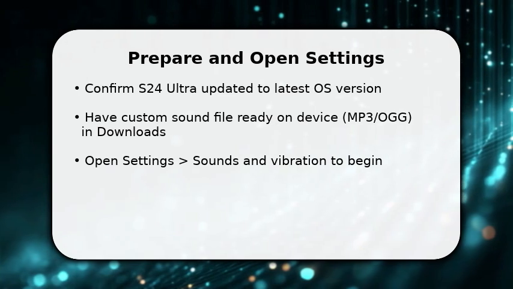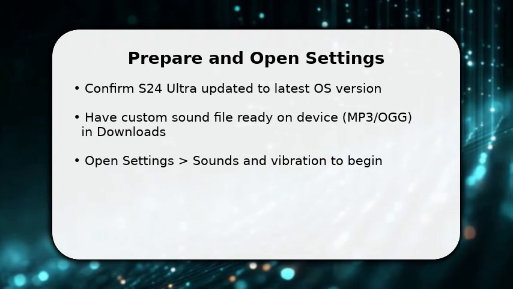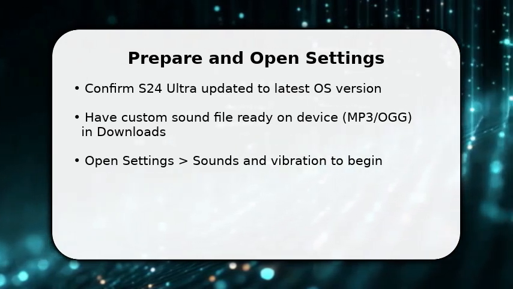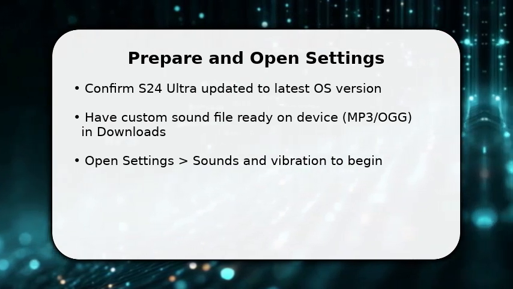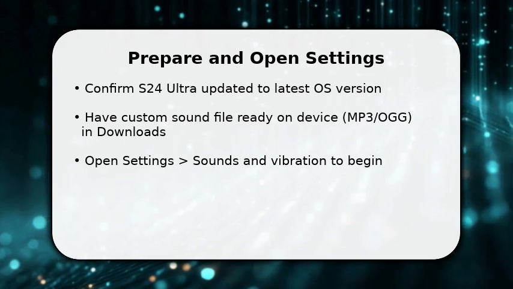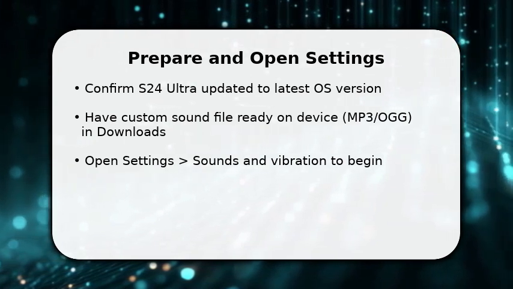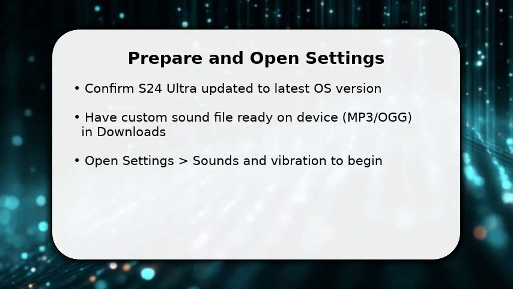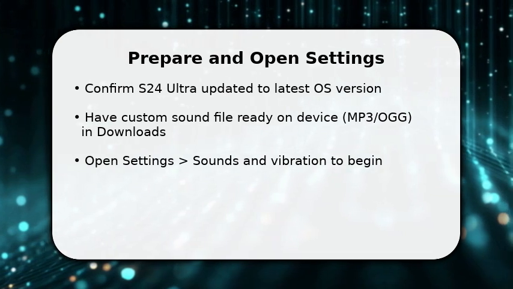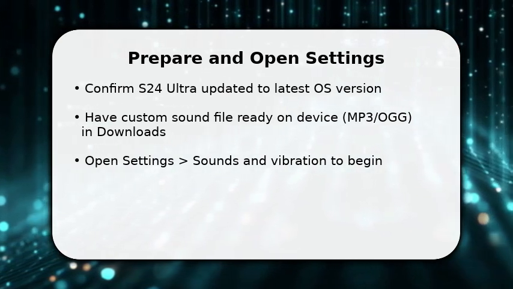You start by ensuring your S24 Ultra is updated and the custom sound file is already on the phone. This avoids permission problems. Once done, unlock the phone and open settings, then tap sounds and vibration. You're doing this now to access system notification options directly. Make sure media and notification volumes are audible so you can test.